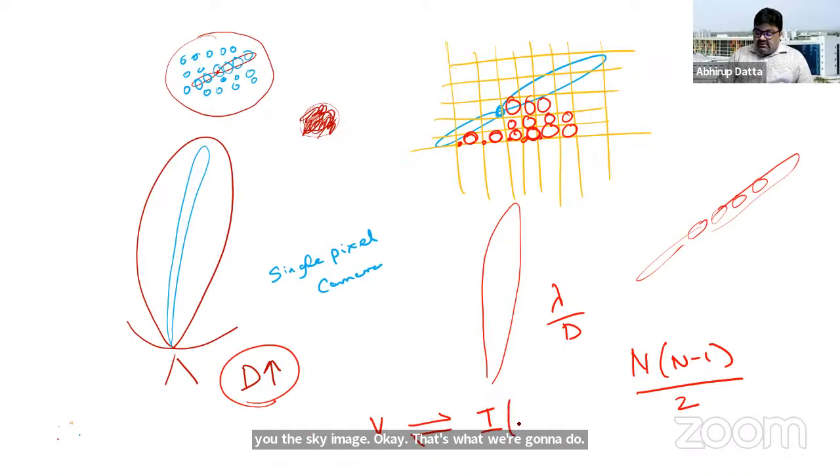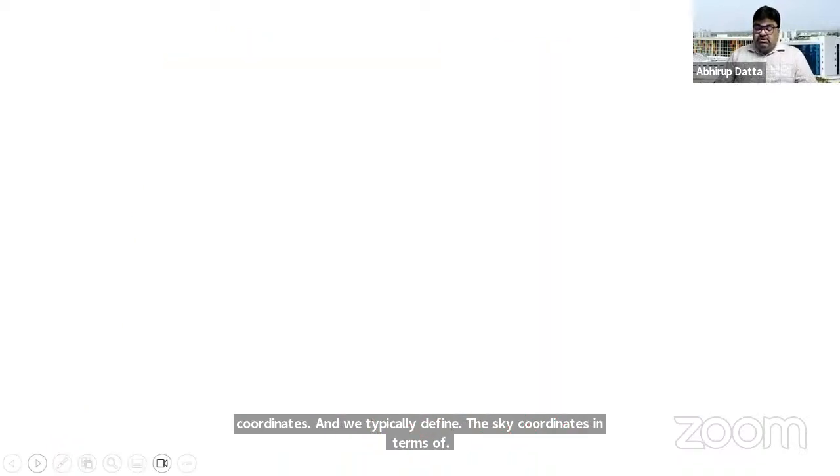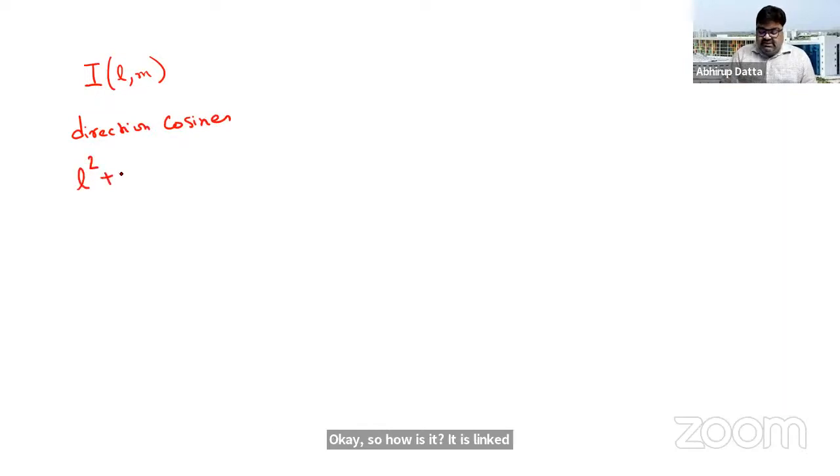Now, in the sky, our typical coordinates are angular coordinates, and we define the sky coordinates in terms of L and M. So I is the image of the sky, and we define it as a function of L and M. We will look out for the lectures for more details. L and M are called direction cosines. It is linked as, if you have done coordinate geometry, L squared plus M squared plus N squared is equal to 1. That's the relationship which holds.